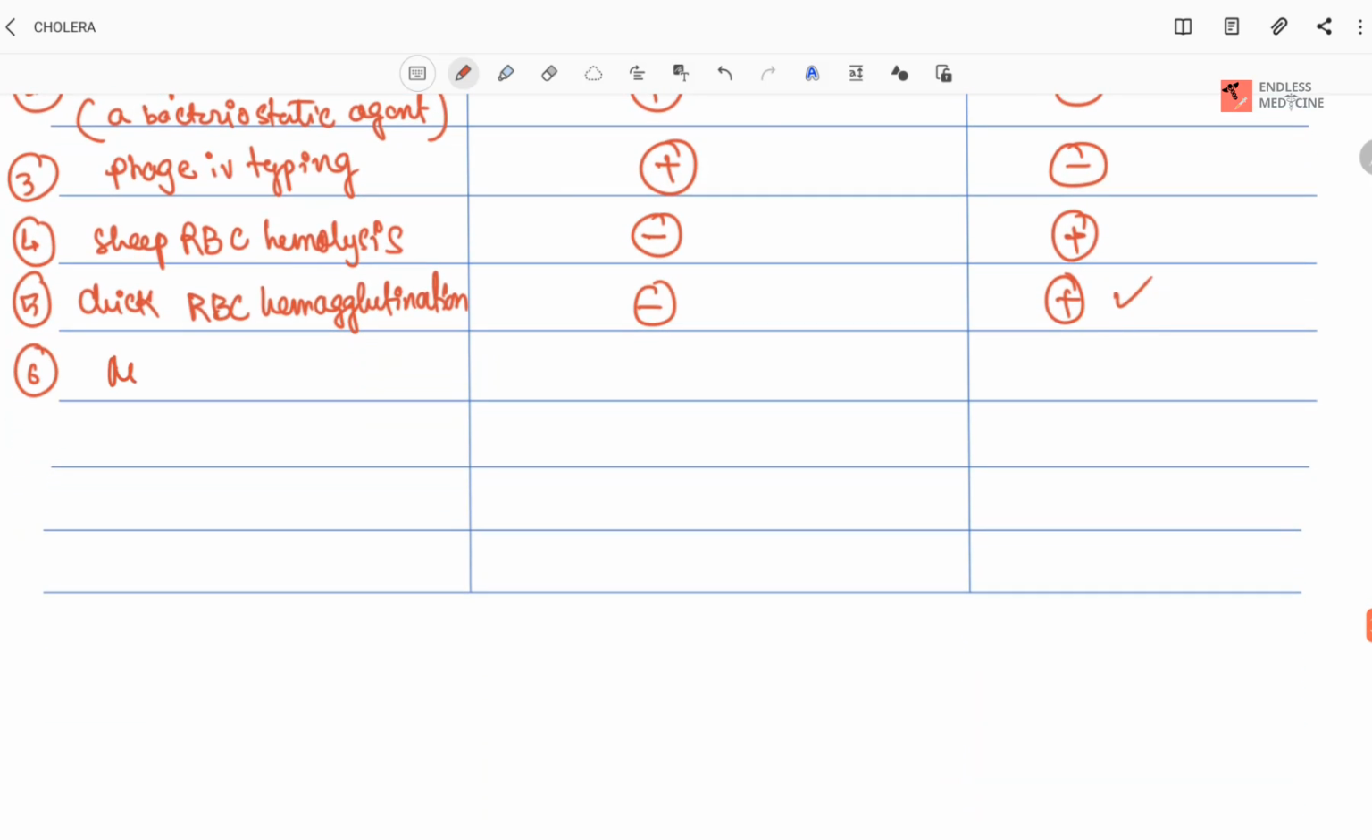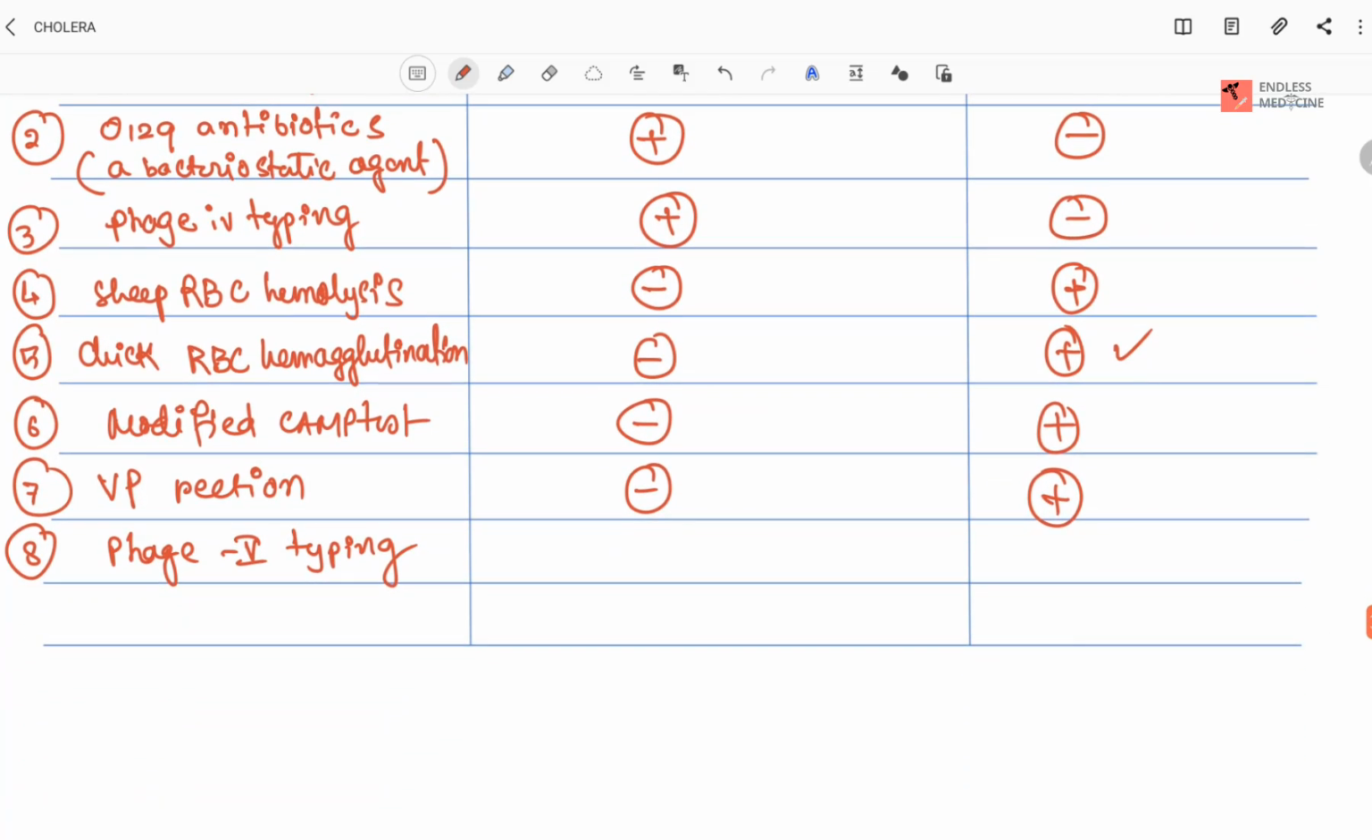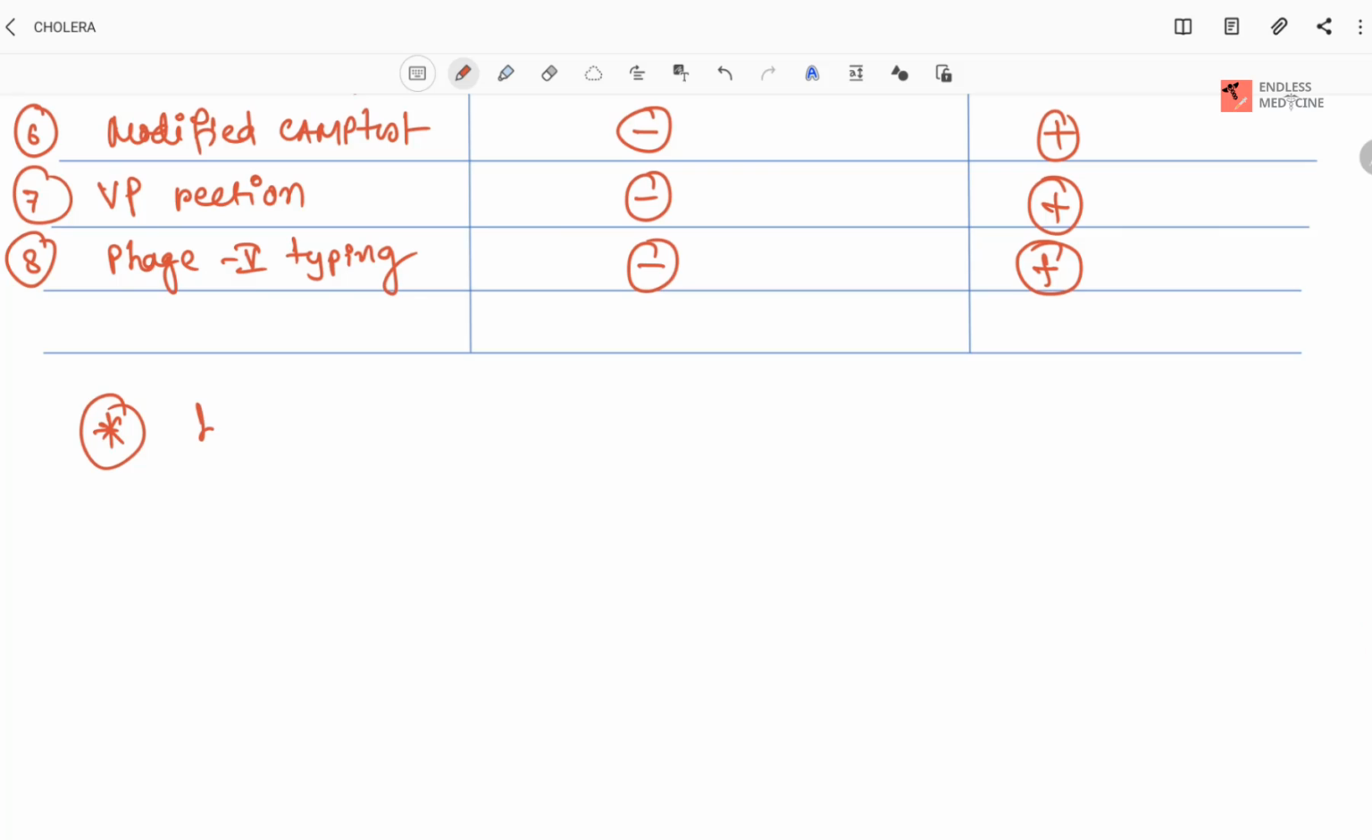Sixth, modified CAMP test. Again, classical is negative, El Tor is positive. Seventh, VP reaction. Classical is negative, El Tor is positive. Eighth, phage 5 typing. Again, classical is negative, El Tor is positive. Remember, Listeria and Vibrio show modified CAMP test positive.